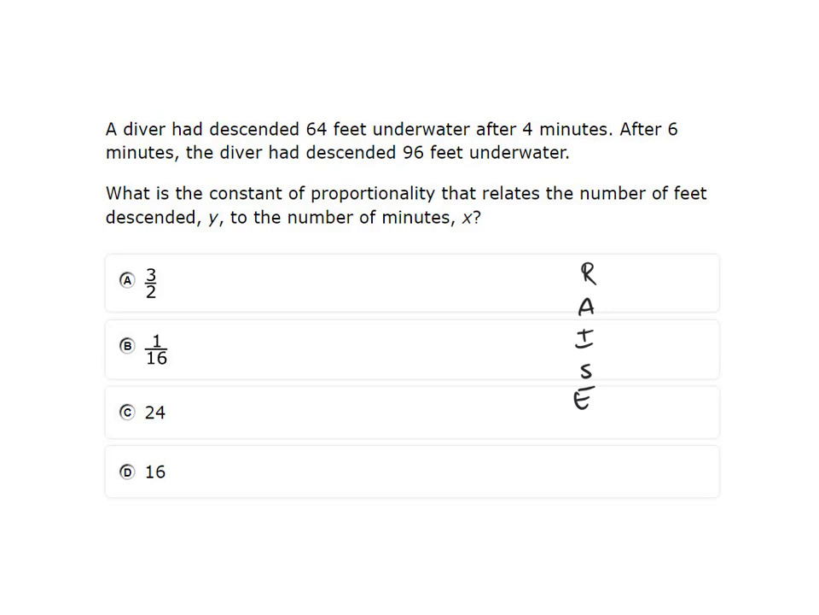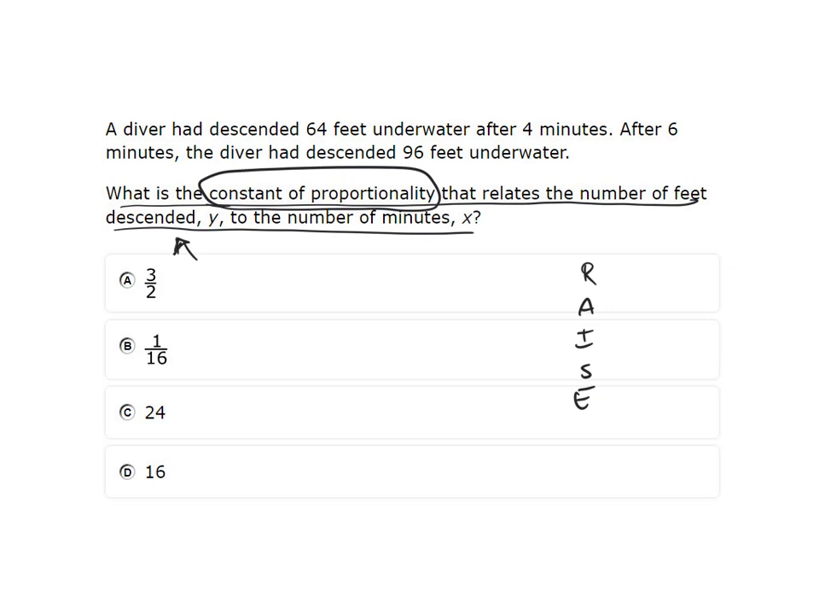So it is saying, what is the constant of proportionality that relates the number of feet to the number of minutes, x? And while I'm focused on that question, I am going to pay attention to some key vocabulary here. I have this word, constant of proportionality. I need to pay careful attention to that. We might also see the word descended.